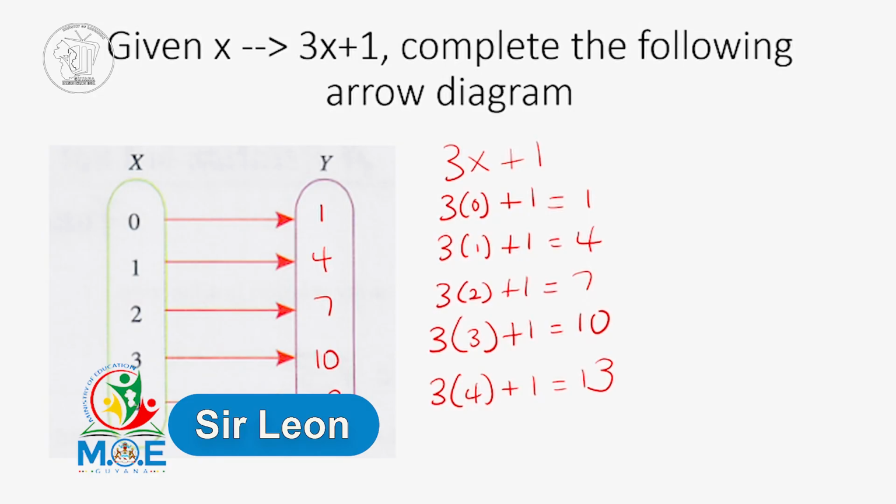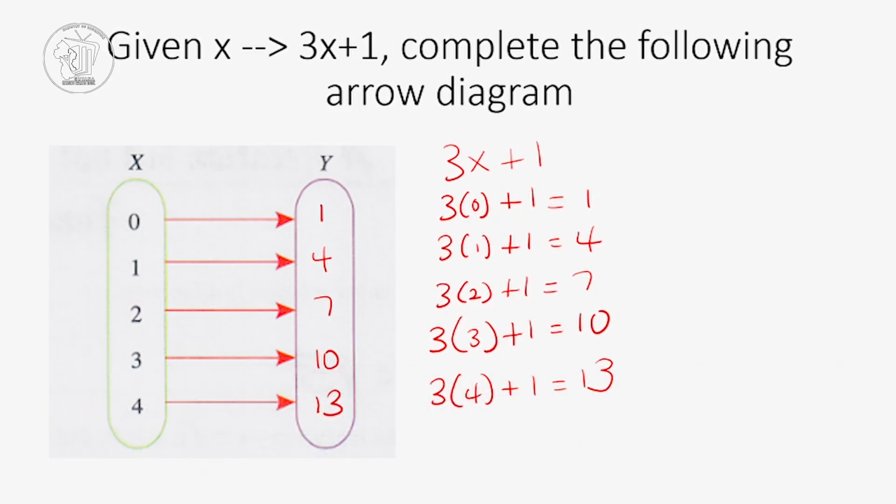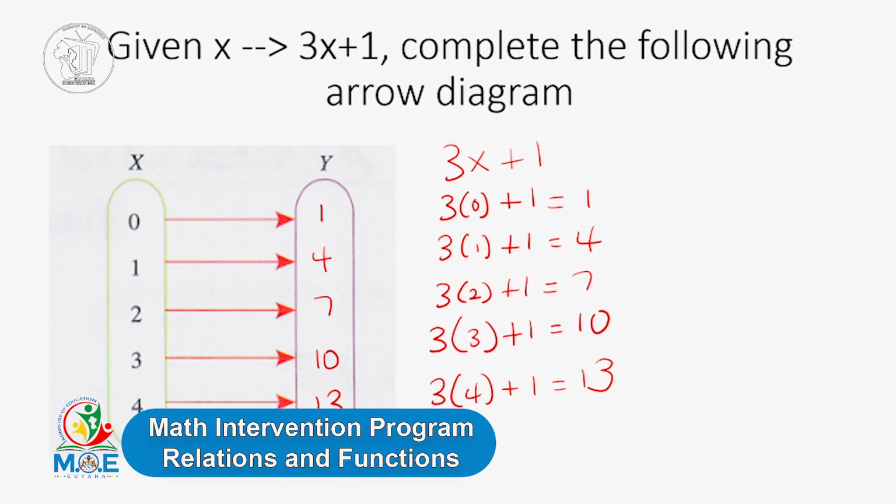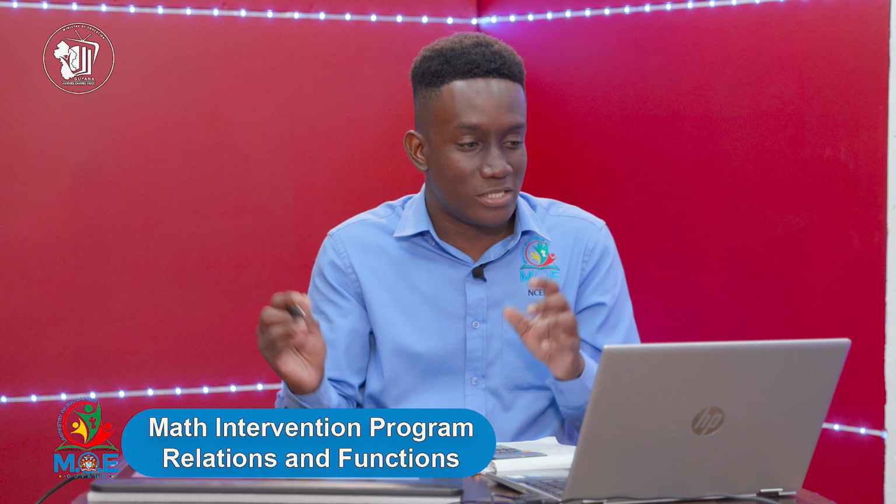And that is how we complete the arrow diagram. And if we are asked to list all of the elements in the codomain, those elements would be 1, 4, 7, 10, 13. And if you're asked to list the ordered pairs, 0 and 1 would be a pair, 1 and 4, 2 and 7, 3 and 10. And then we'll have the last pair, which will be 4 and 13. All of these things follow a rule for them to be paired with each other. So let's look at another question.